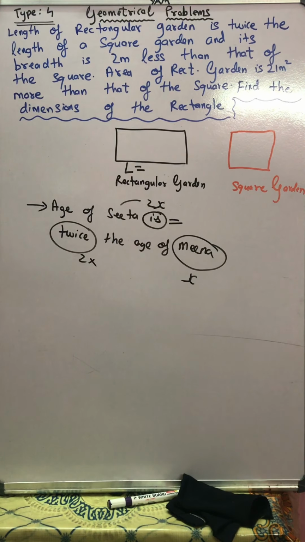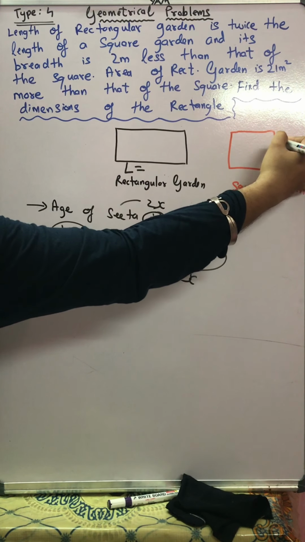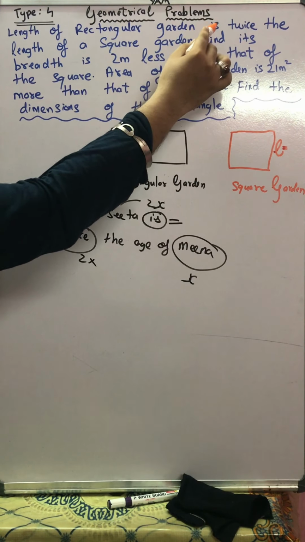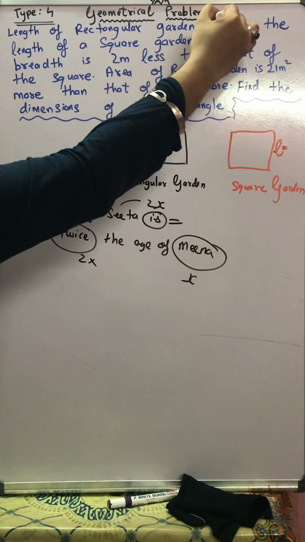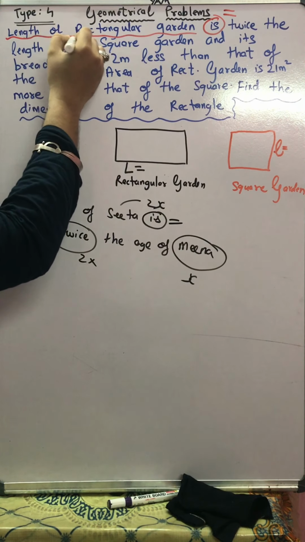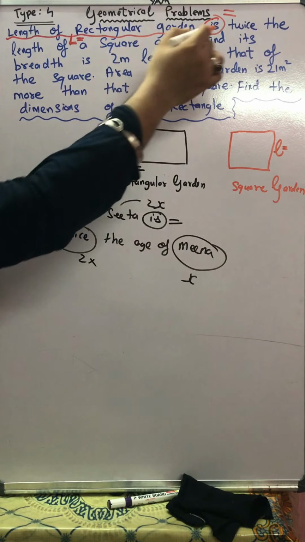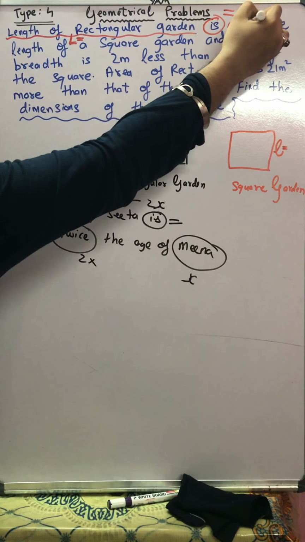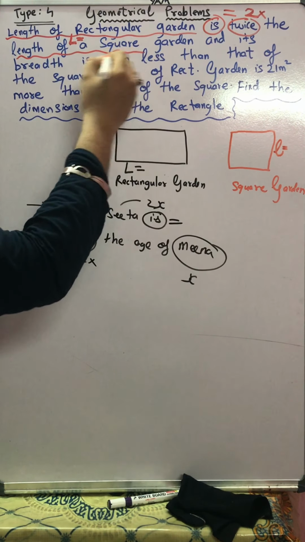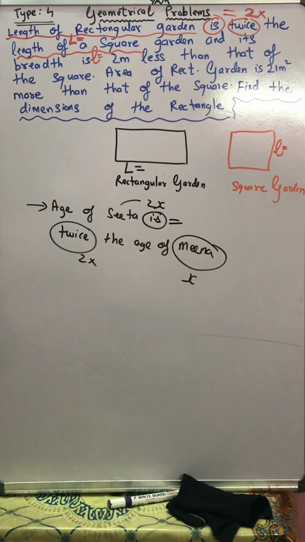Okay, and I'll suppose that the length of the square is nothing but a small l. Length of the rectangular garden, I have supposed, let us call that length capital L. So I need to find the value of this capital L. It is twice, and twice means 2 multiply the length of a square. The length of a square we have supposed as L.